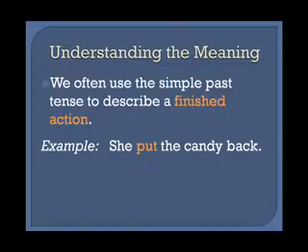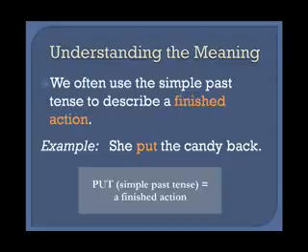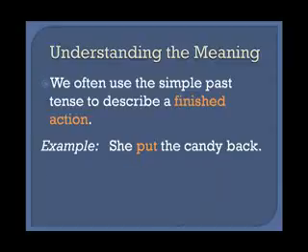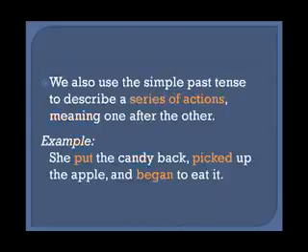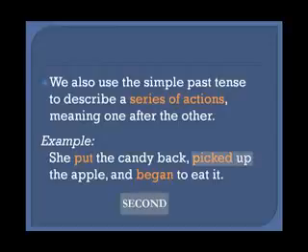We often use the simple past tense to describe a finished action. Example, she put the candy back. We're focusing on the completion of the action, not the process. We also use the simple past tense to describe a series of actions, meaning one after the other. Example, she put the candy back, picked up the apple, and began to eat it. Here we have a series of 3 actions: put, picked up, and began to eat.